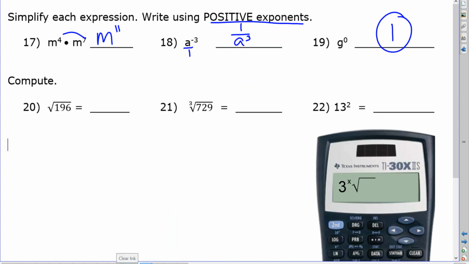So if I use my calculator to do the square root of 196, I'd get a 14. The cube root of 729 is a 9. And 13 squared is 13 times 13, which is 169. So good luck with your questions on homework 18.